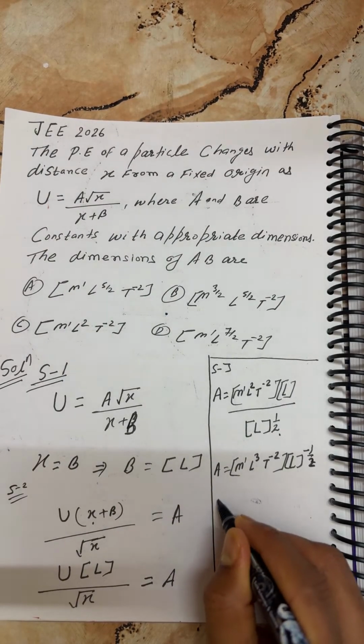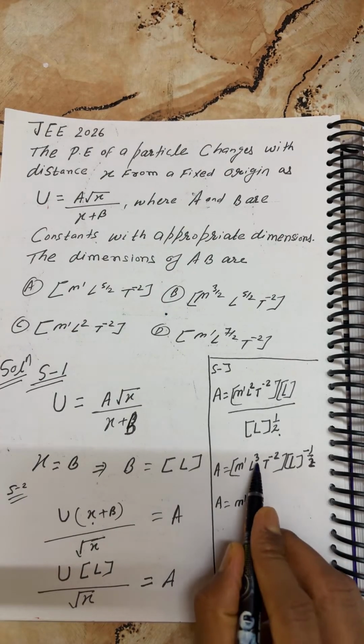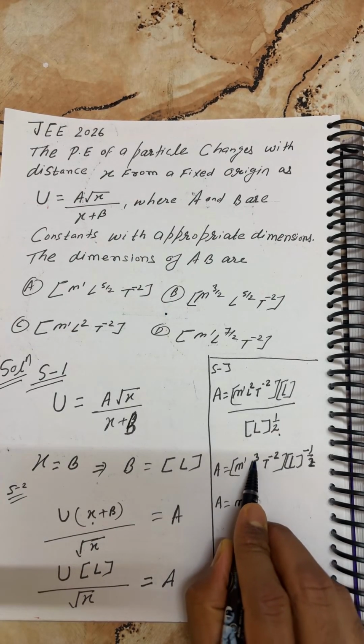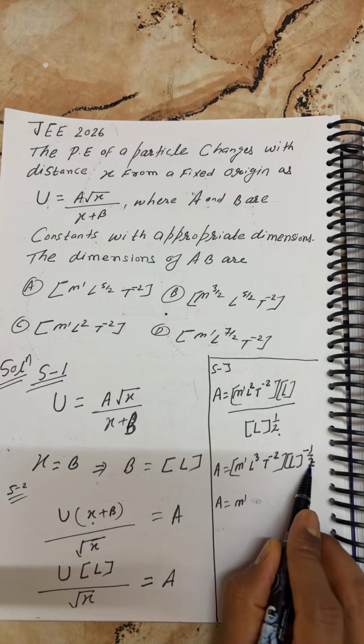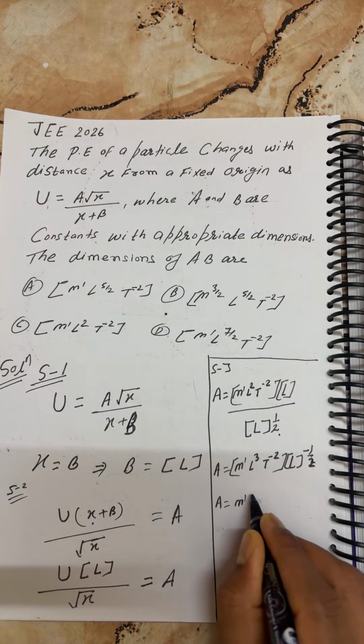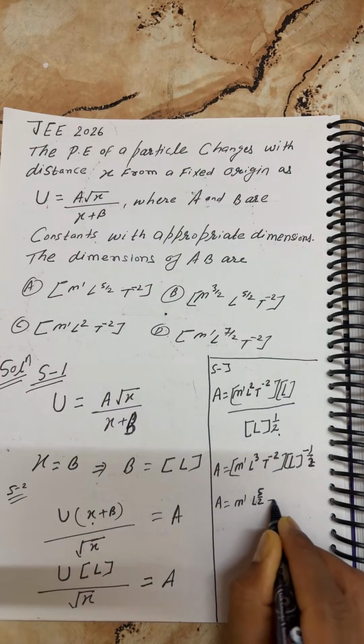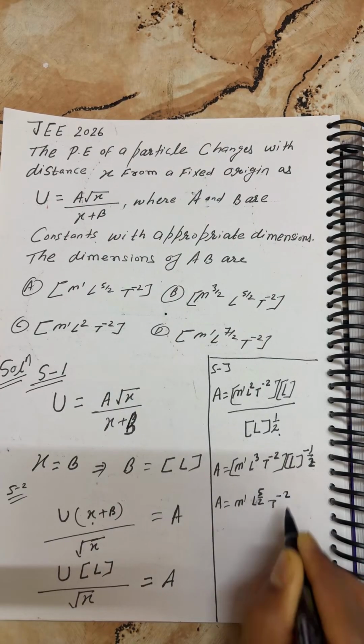Okay. So you can say, student, this is what? M1, L to the power 3 minus 1 by 2 here. 3 to the 6 minus 1, beta, 5 by 2. You can say L to the power 5 by 2 and T to the power, no change here, minus 2 only.